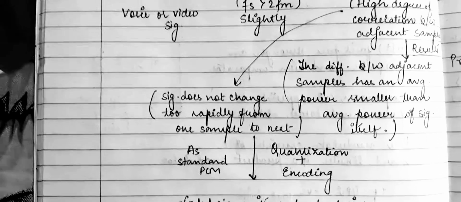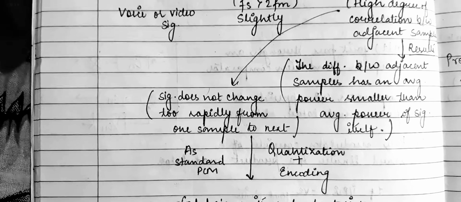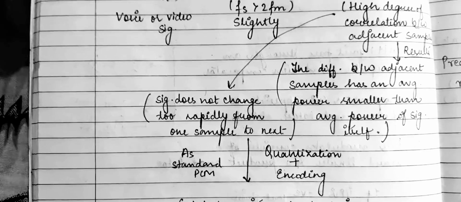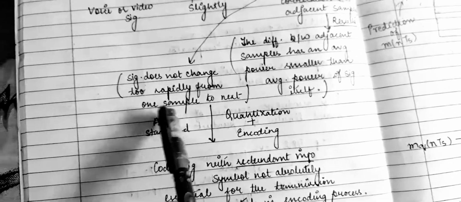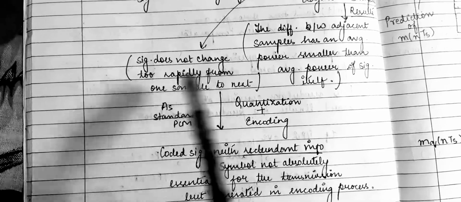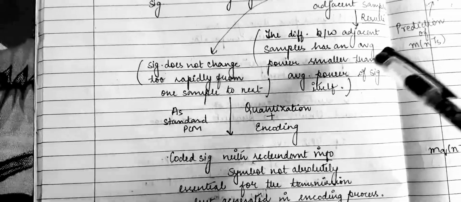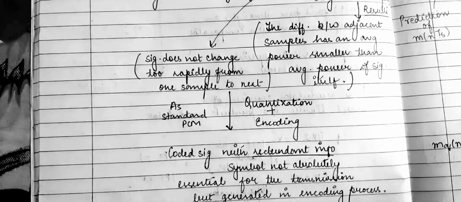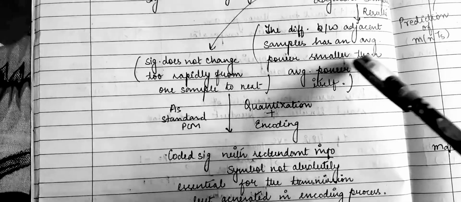So after the sampling with the Nyquist rate, that is fs greater than twice of fm, there is an introduction of a high degree of correlation between the adjacent samples. Now this is because the signal does not change too rapidly from one sample to the next. So this results in the difference between the adjacent samples having an average power smaller than the average power of the signal itself.